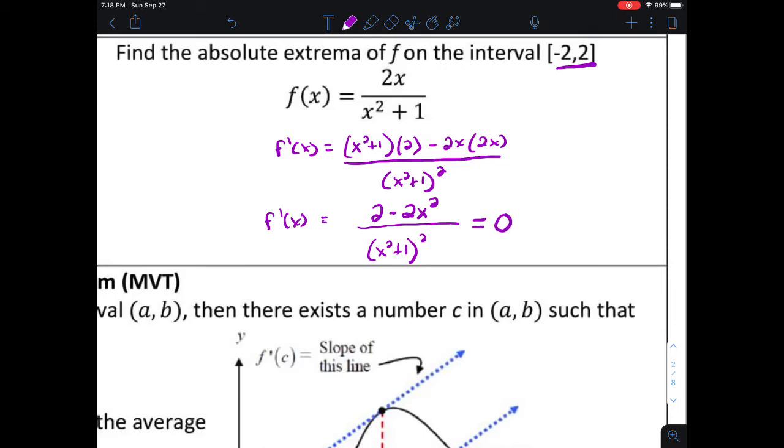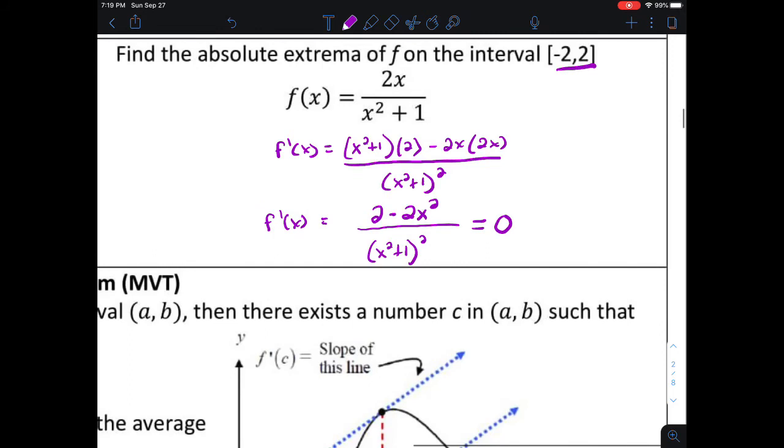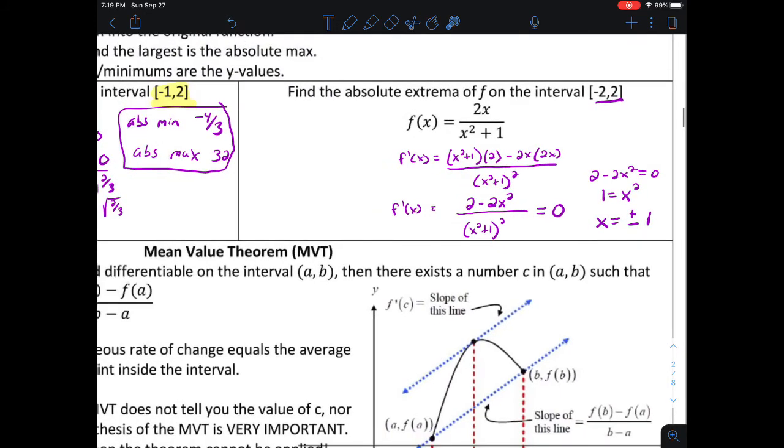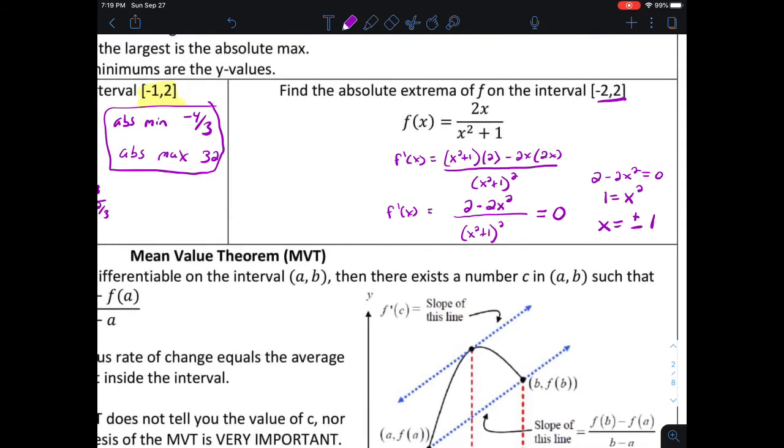Since I can't make it undefined, I'm going to figure out what makes it equal to 0. What makes it equal to 0 is what makes the top equal 0. So 2 minus 2x squared is equal to 0, and I work my way to solve. That's going to give me 1 is equal to x squared, and x could be either positive or -1. Now we're only looking inside of our interval from -2 to +2. Both positive and -1 lie inside of that interval, so we have to test both of those critical numbers.